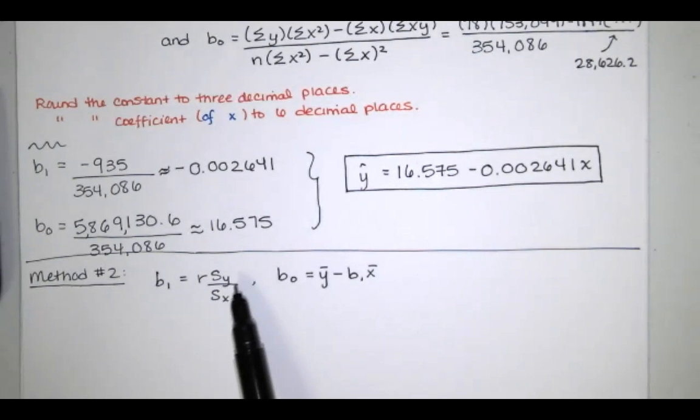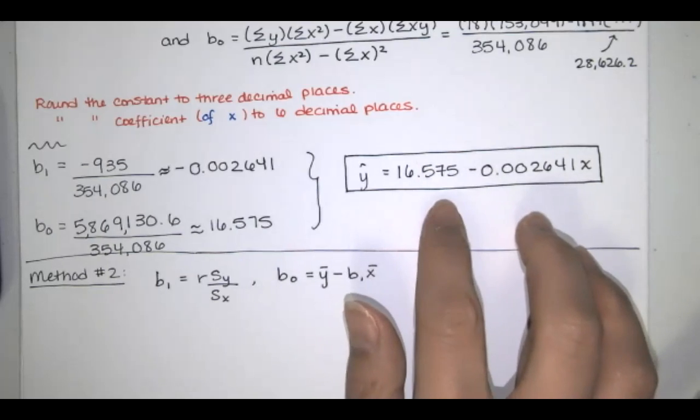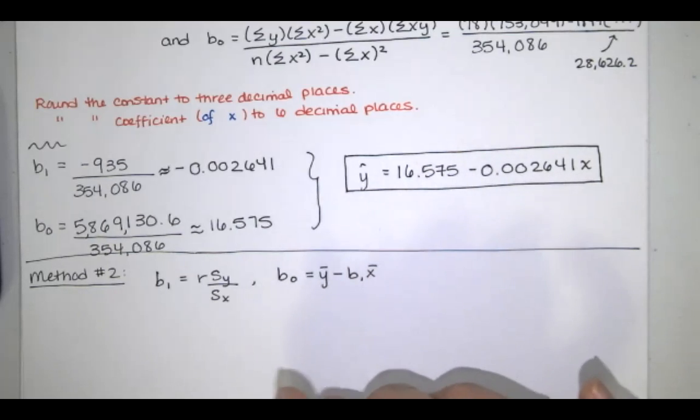Excel can easily compute a sample standard deviation and the Pearson linear correlation coefficient R. It can also easily compute these mean values of x and y. So I want to show you that we're going to get exactly the same answers as we obtained using these formulas. So let's do that in Excel now.